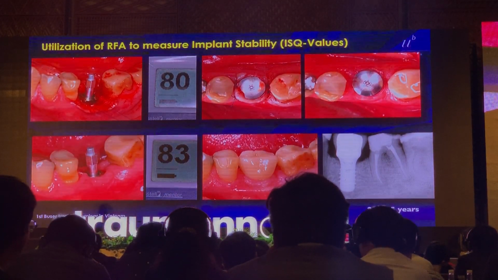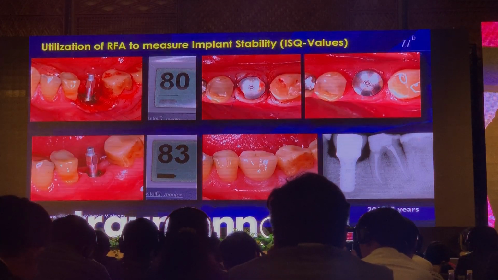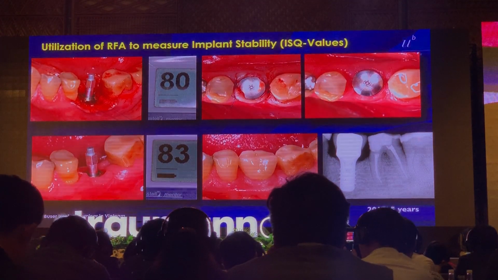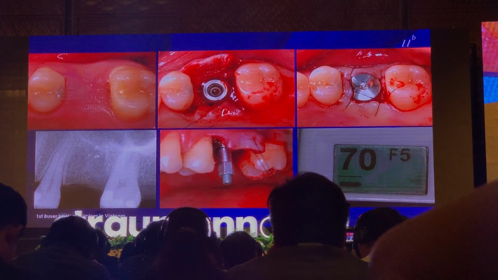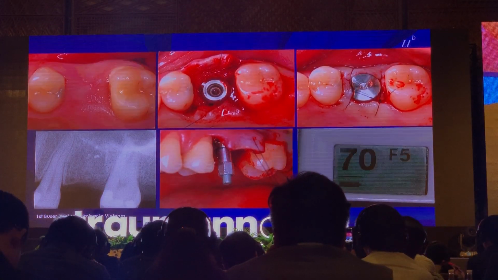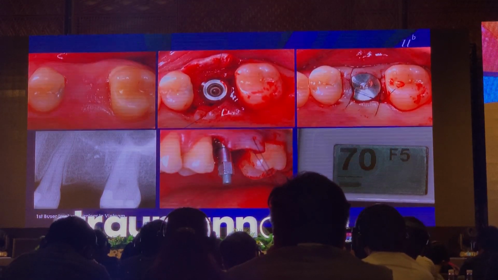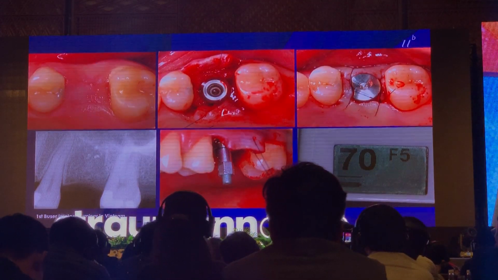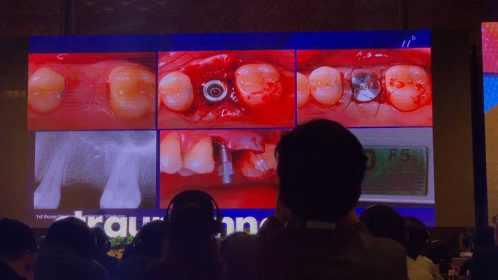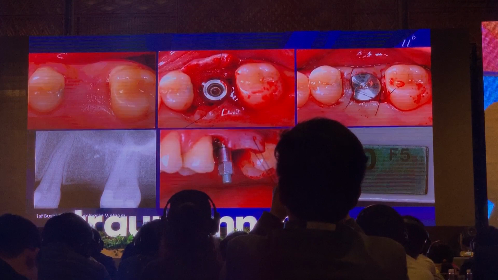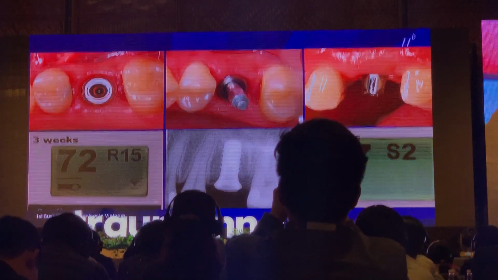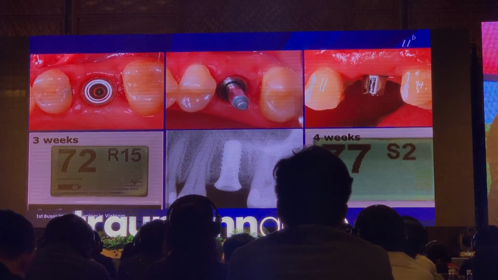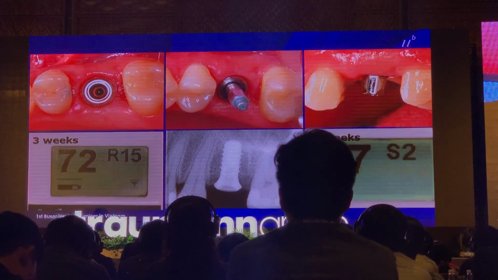Today, when we talk about digital technology, it's improving again. I will explain that to you in about 10 minutes. This is a maxillary case. In the maxilla, the bone density is normally not as good as in the mandible, so the ISQ value is slightly less. This is 70 here. Same technique, healed side. And you see at 3 weeks, ISQ is now 72, so it's above 70, so we go ahead.